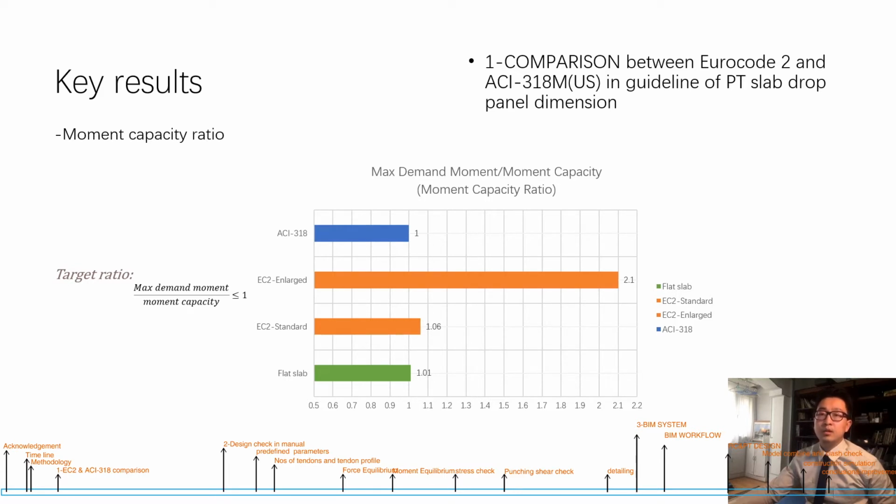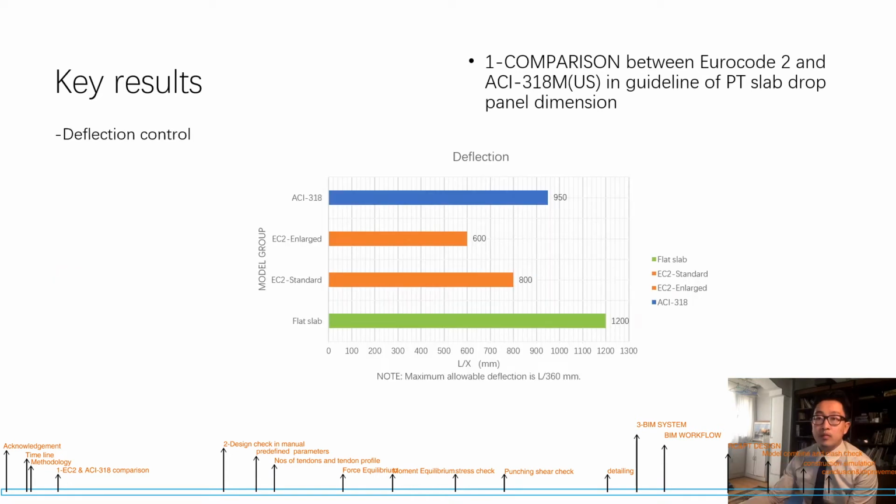So the next table is a comparison of moment capacity ratio. By definition, the moment capacity ratio is the maximum demand moment over the moment capacity. So this ratio must be less than or equal to 1. We see in this table that only ACI 318 satisfied the requirement, which means that ACI 318 is the safest compared with the others.